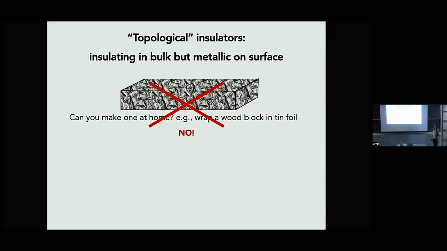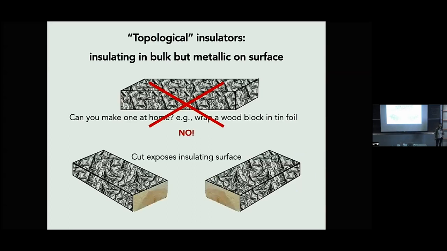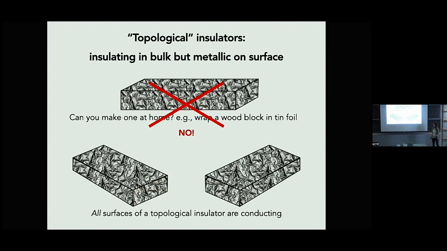But this is actually not what I mean, because if you did such an experiment and then you cut it in half, you would see the true colors of what you've done, which is you've just taken a block of wood and wrapped it in tinfoil. And the topological insulator has a different property than this, which is that if you cut it in half, you create a new surface, and that new surface is still conducting.